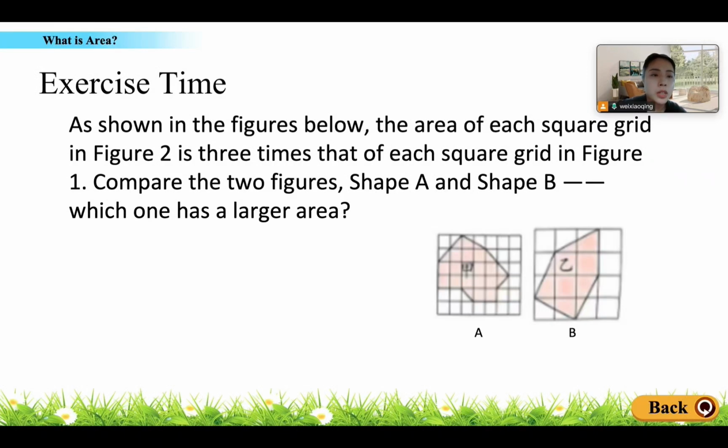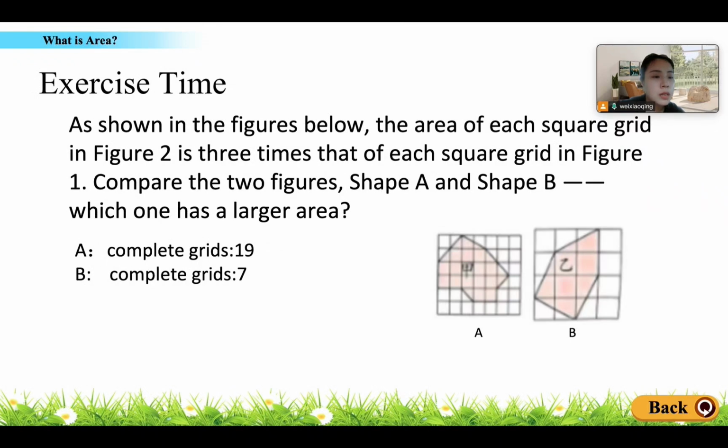The observation: both figures contain incomplete square grids, but those incomplete grids can all be combined into complete ones. So, we can conclude shape A is made up of 19 grids. Shape B is made up of 7 grids. But the grids have different sizes.